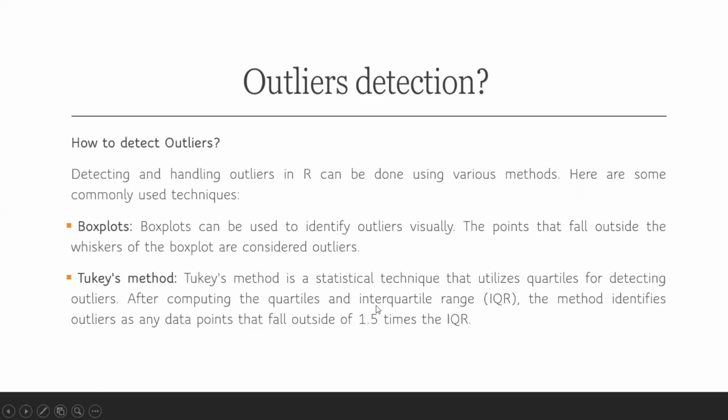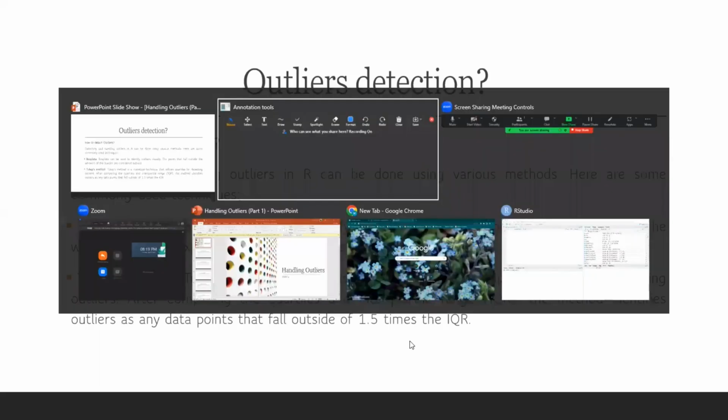Next, we have Tukey's method. Tukey's method is a statistical technique that utilizes quartiles for detecting outliers. After computing the quartiles and interquartile range, the method identifies outliers as any data point that falls outside of 1.5 times the IQR. So now let's move to our studio to see how it works.